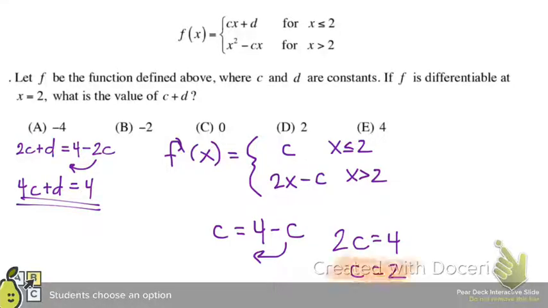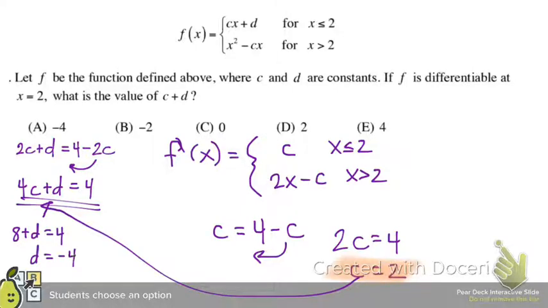So I'm going to use that, and I'm going to plug it into this equation so that I can solve for d. So if I plug in 2 here, I get 4 times 2 is 8. 8 plus d equals 4. Therefore, d is equal to negative 4, because 4 minus 8 is negative 4.